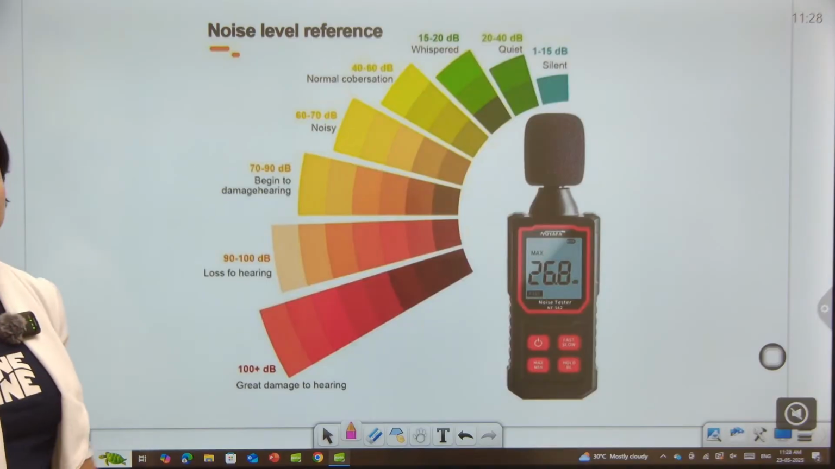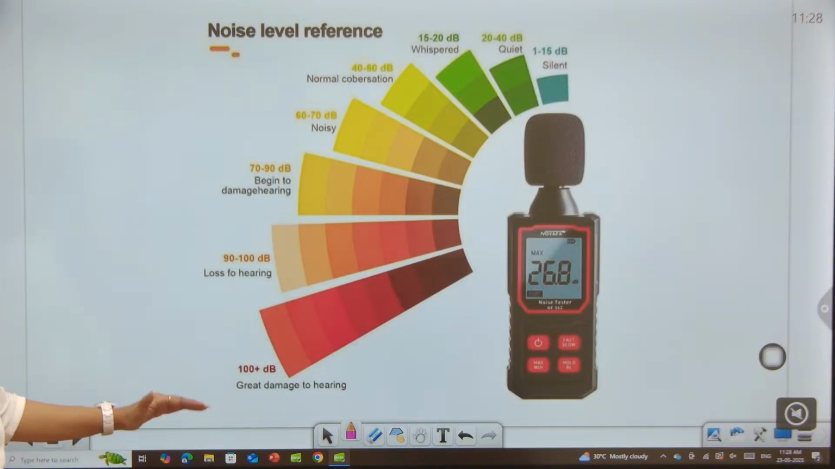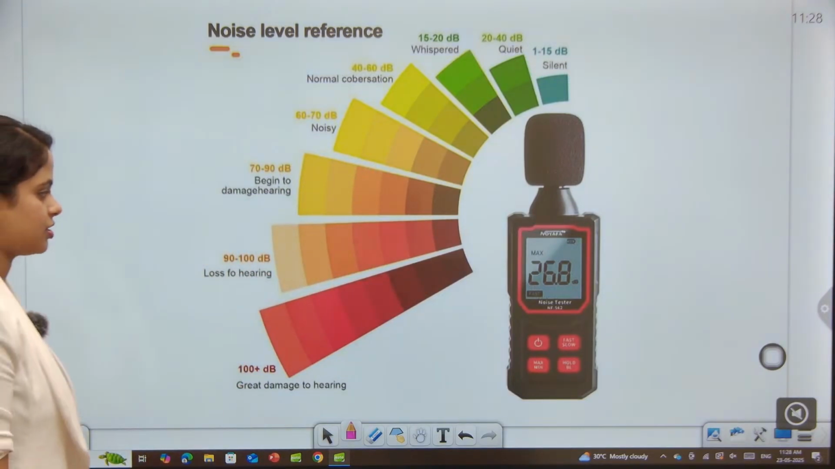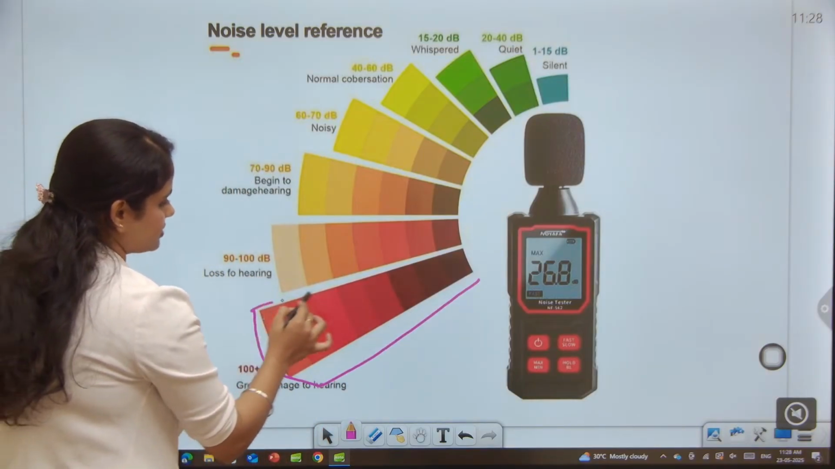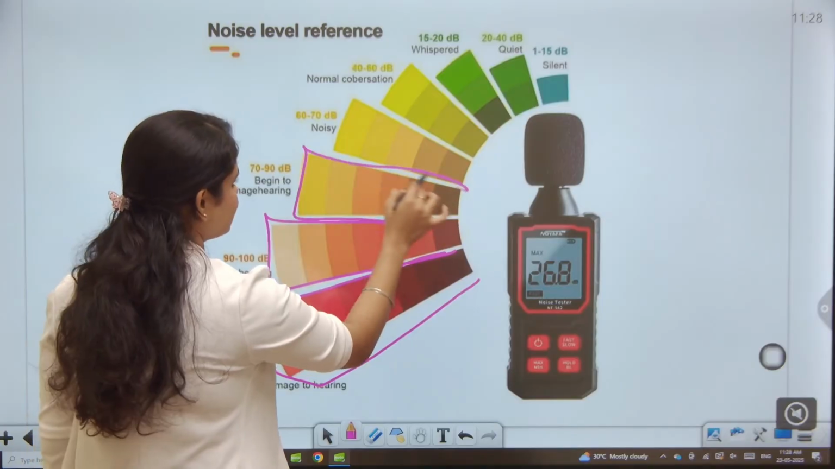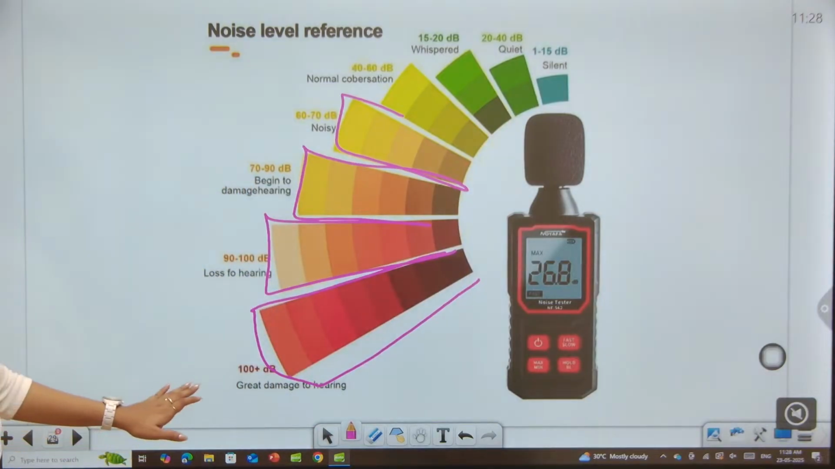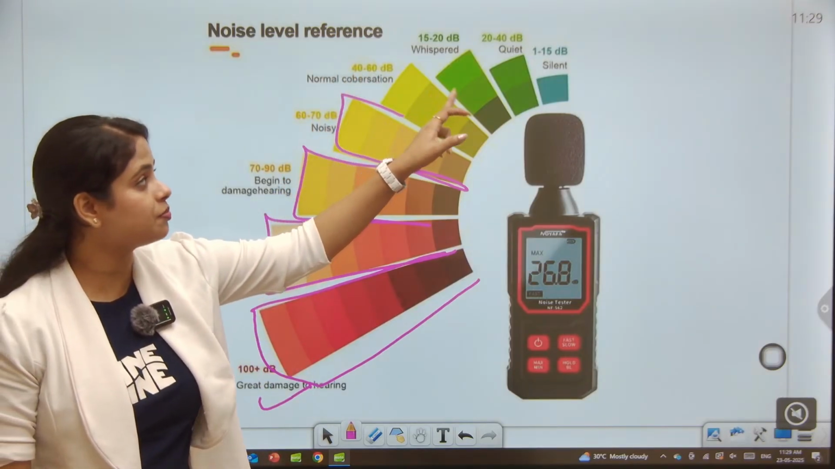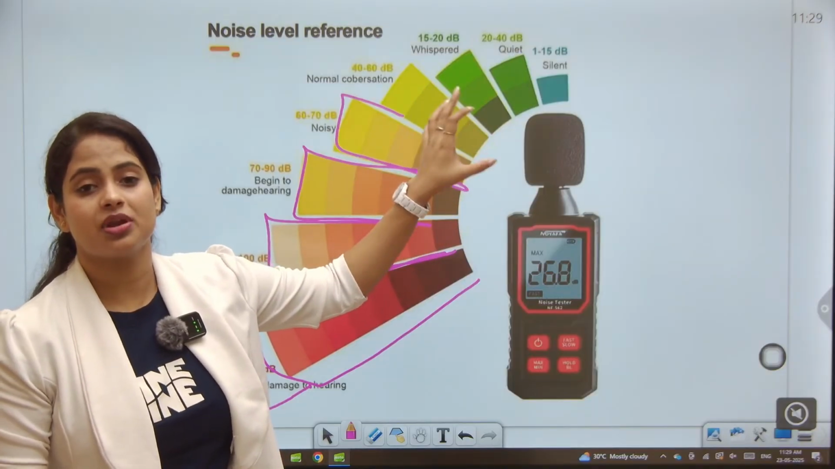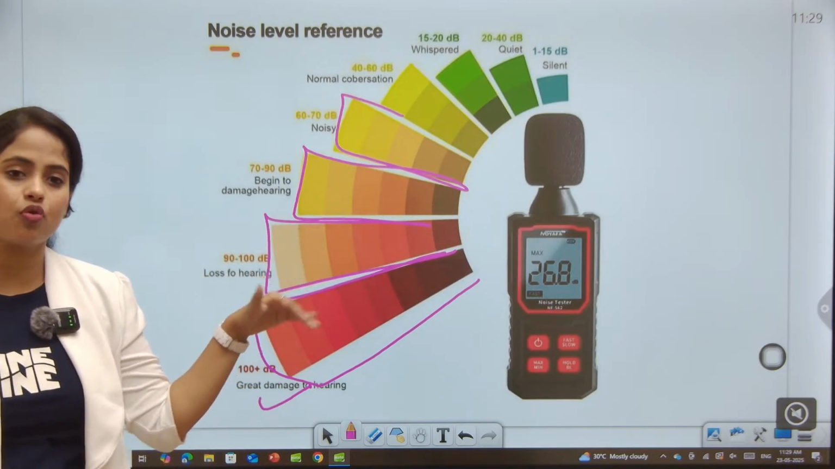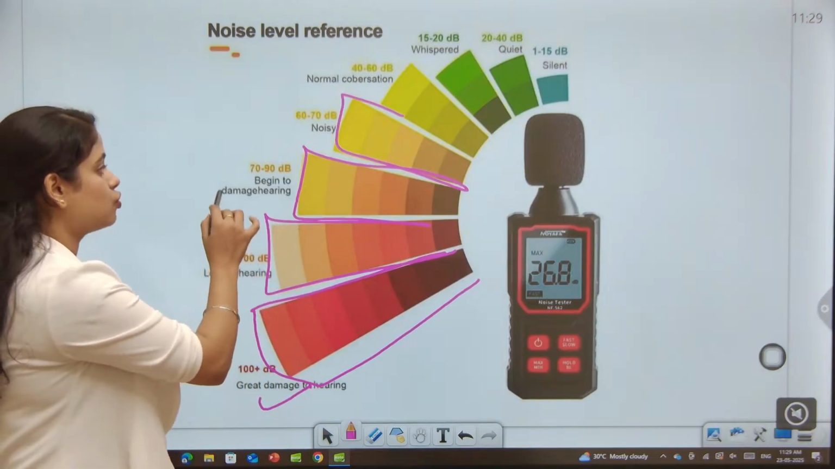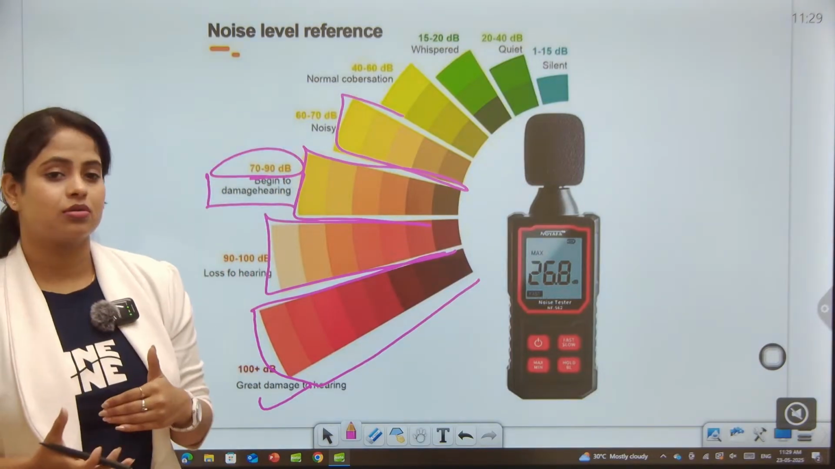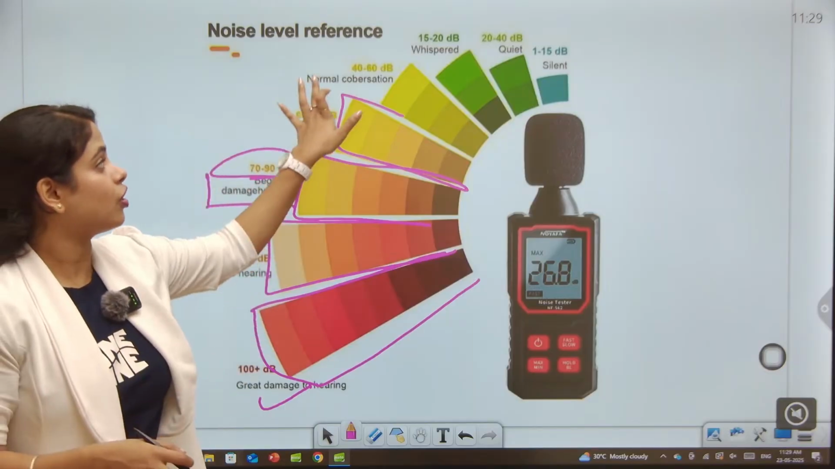See, levels of noise pollution. So types for reference. This is the meter and this is the unit. Next is the range of noise pollution: 100 plus decibel is great damage to hearing. 1 to 15 decibel is silent. Then quiet is 20 to 40 decibel. Excessive, where humans begin to damage hearing, is 70 to 90 decibel. So normal hearing decibel is from 40 to 60 decibel.